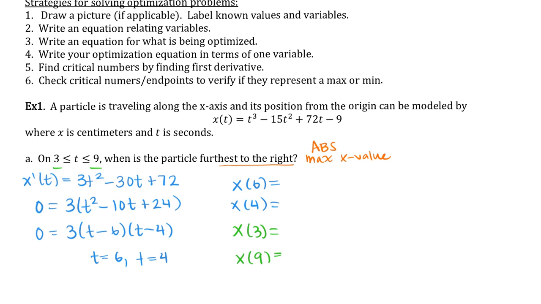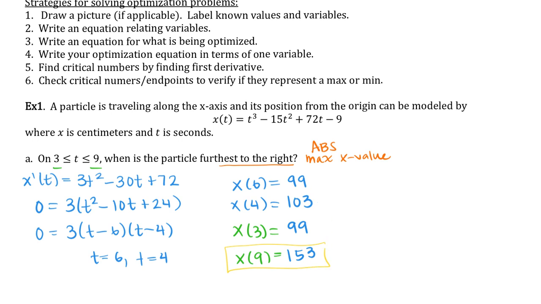Okay, so these are the values I get out of these functions. So x of 6 is 99, x of 4 is 103, x of 3 is 99, and x of 9 is 153. I am looking for the absolute maximum x value. So this is my answer. If it asks me to justify, this is my justification.